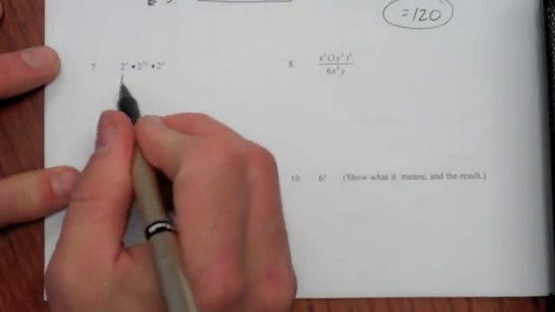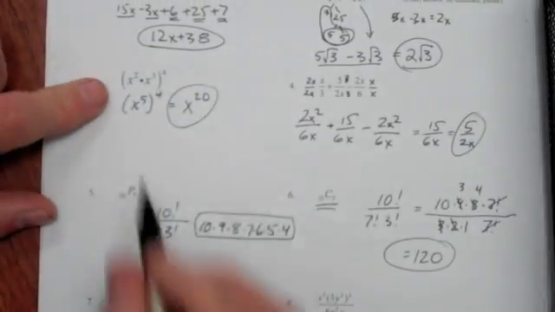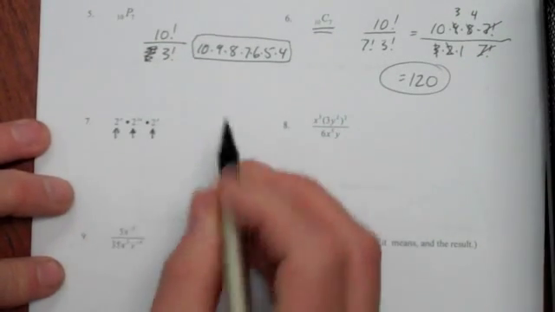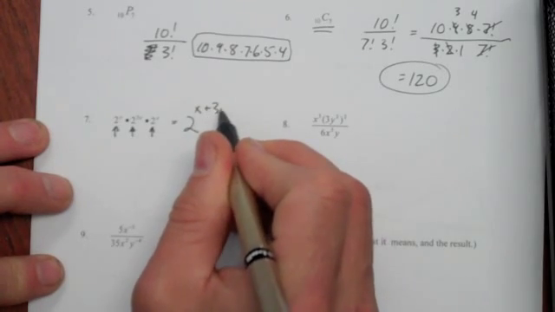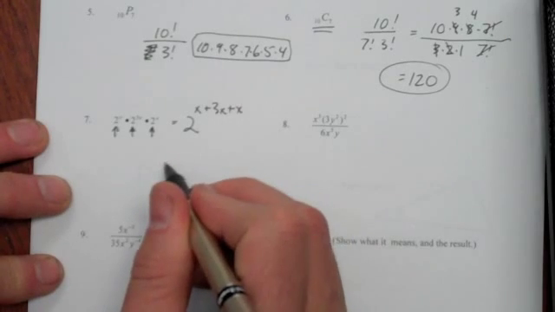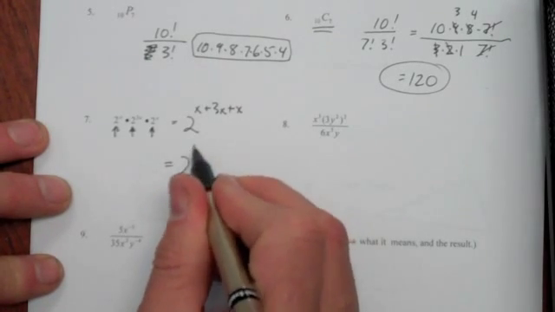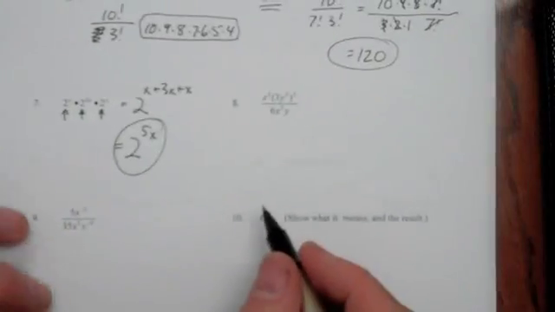Okay, it's all about having the same base numbers, and these are all 2's. Just like up here, these were both x's. So what we do is we add those exponents. So this is equal to 2 to the x plus 3x plus x. That's all you do, but we can simplify this. So this is 2 to the 5x. That's the best simplification there.